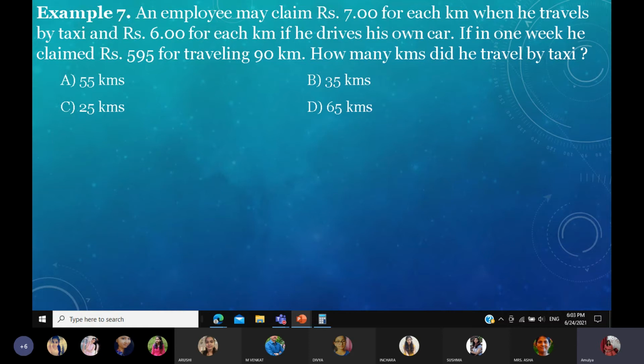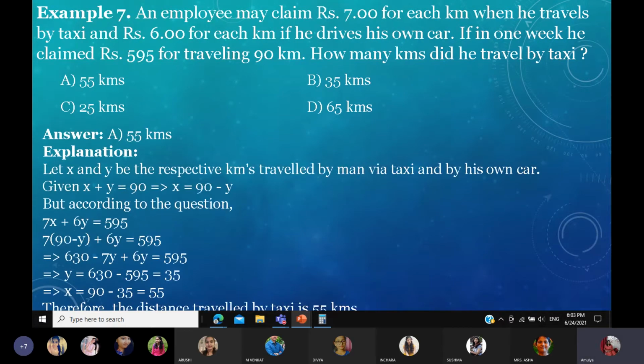Seventh one, an employee may claim ₹7 for each kilometer when he travels by taxi and ₹6 for each kilometer if he drives his own car. If in 1 week he claimed ₹595 for traveling 90 kilometers, how many kilometers did he travel by taxi? Here the answer is A, 55 kilometers.